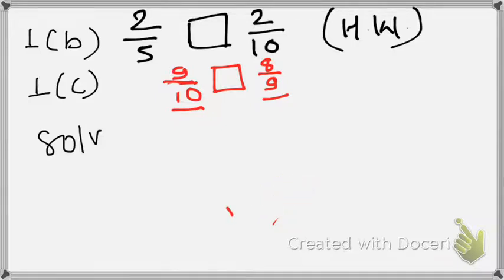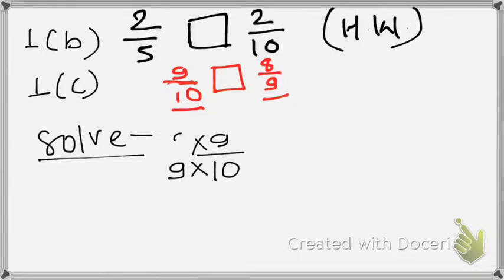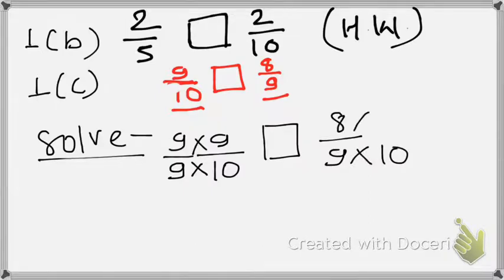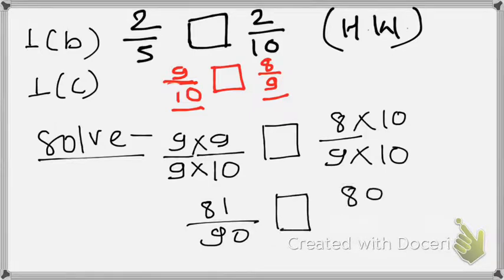So students, to make it 90, what we'll do, we will multiply 10 by 9. We also need to multiply the numerator by 9, so it will become 9 into 9 upon 9 into 10. Here to make the denominator 90, we need to multiply 9 by 10. Then you also need to multiply 8 by 10, so it will become 8 into 10. Here 9 into 9 will become 81 and 9 into 10 will become 90. Here 80 upon 90.